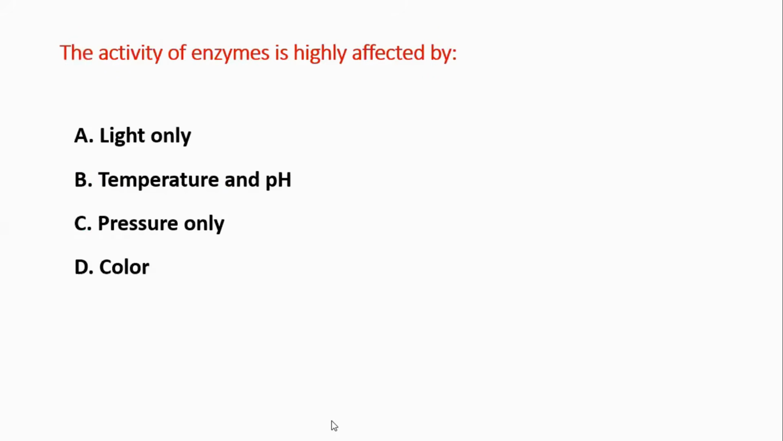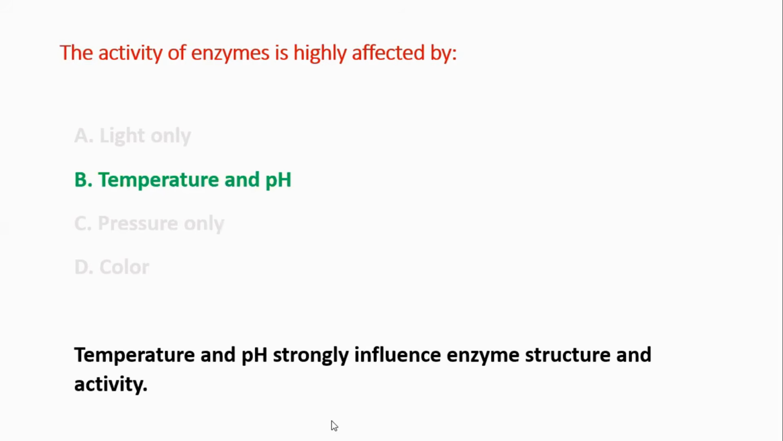The activity of enzymes is highly affected by, and the options are light only, temperature and pH, pressure only, and color. Final question. Two environmental factors can dramatically increase or decrease enzyme activity. Can you identify them? The right answer is temperature and pH. They influence enzyme structure and activity.